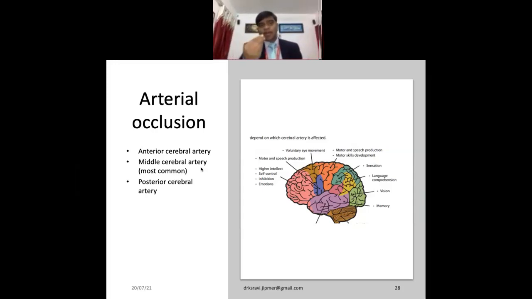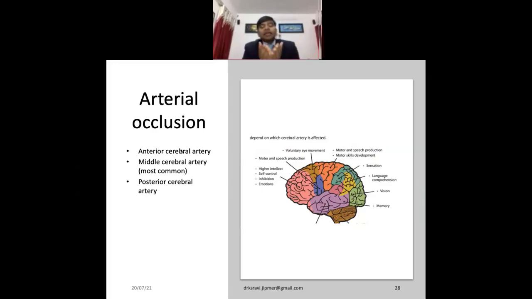So whatever thrombi there will be, that will directly come into the middle cerebral artery. Because of that only, in this middle cerebral artery, most commonly you will find that there will be occlusion. When the anterior cerebral artery is occluded beyond the origin of the anterior communicating artery, it will result in contralateral hemiplegia and hemianesthesia.